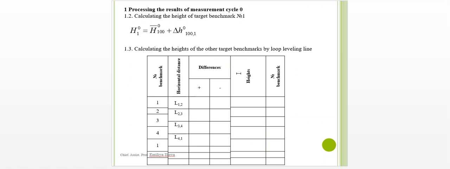After that, we have a loop leveling line which is between points 1, 2, 3, 4, and again point 1. So the calculations are absolutely the same as we have made them in the first semester when we had loop leveling line. Here are the horizontal distances, and here you need to write the elevation difference depending on their sign, plus or minus. These are the elevation differences.